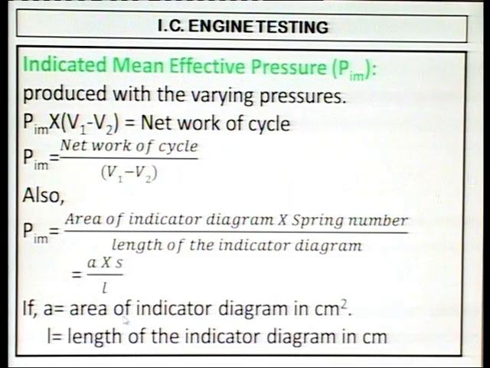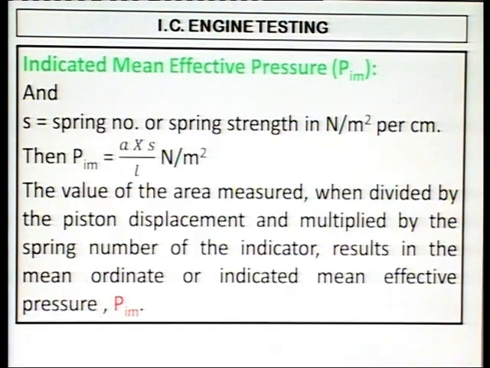If A is equal to the area of the indicator diagram in centimeter square, L is equal to the length of the indicator diagram in centimeter, and S is equal to the spring number or spring strength in Newton per meter square per centimeter, then PIM is equal to A multiplied by S divided by L Newton per meter square. The value of the area measured, when divided by the piston displacement and multiplied by the spring number of the indicator, gives the mean ordinate or indicated mean effective pressure, that is PIM.